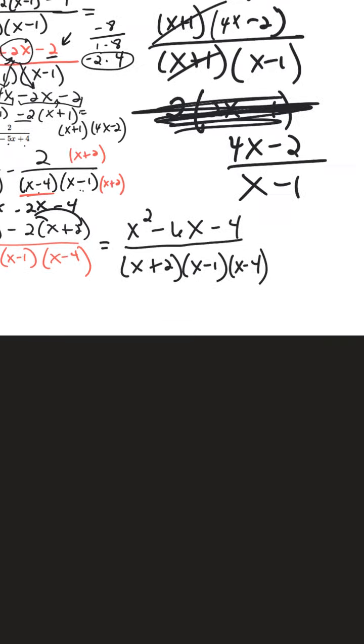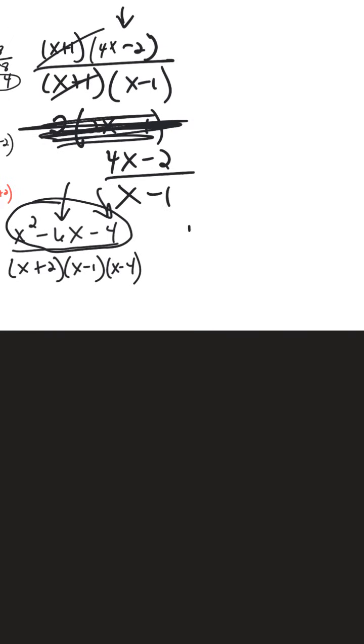I'm looking at this to see if I can go ahead and try to factor that further. There are no two numbers that I can multiply to get negative 4, but add to get negative 6. So this is actually going to be the most simplified version of the answer. We couldn't factor it further, and that's okay if you have to leave it like that.